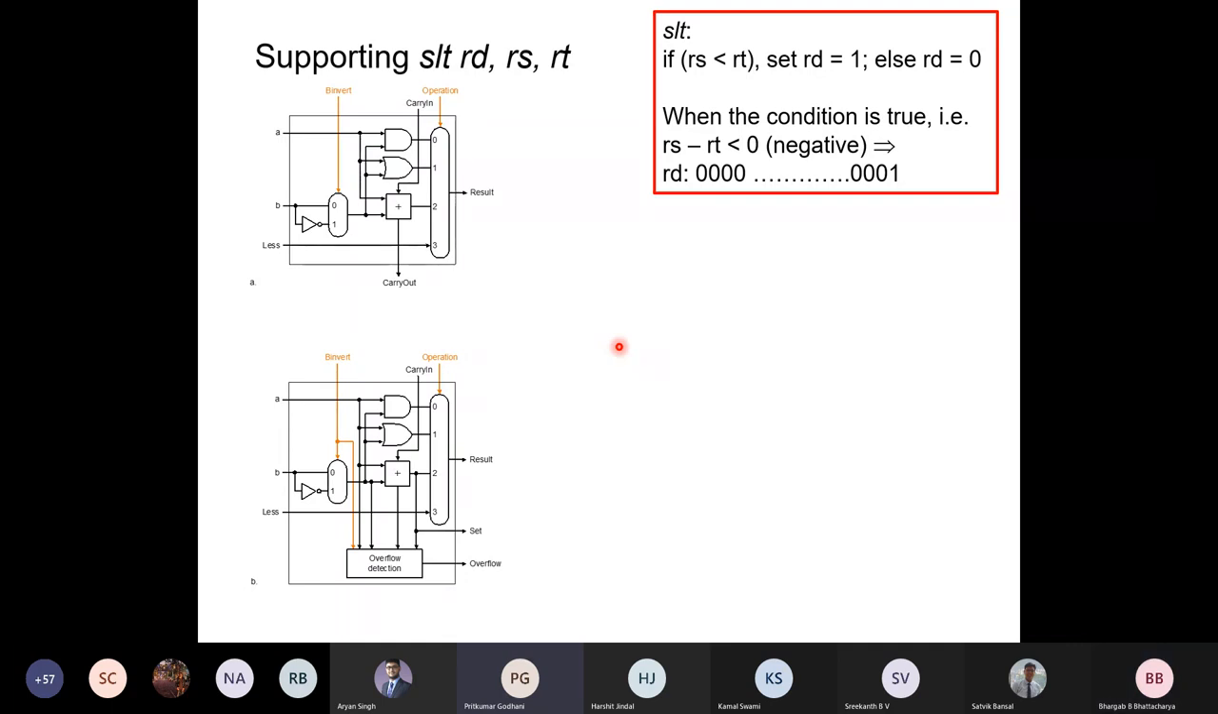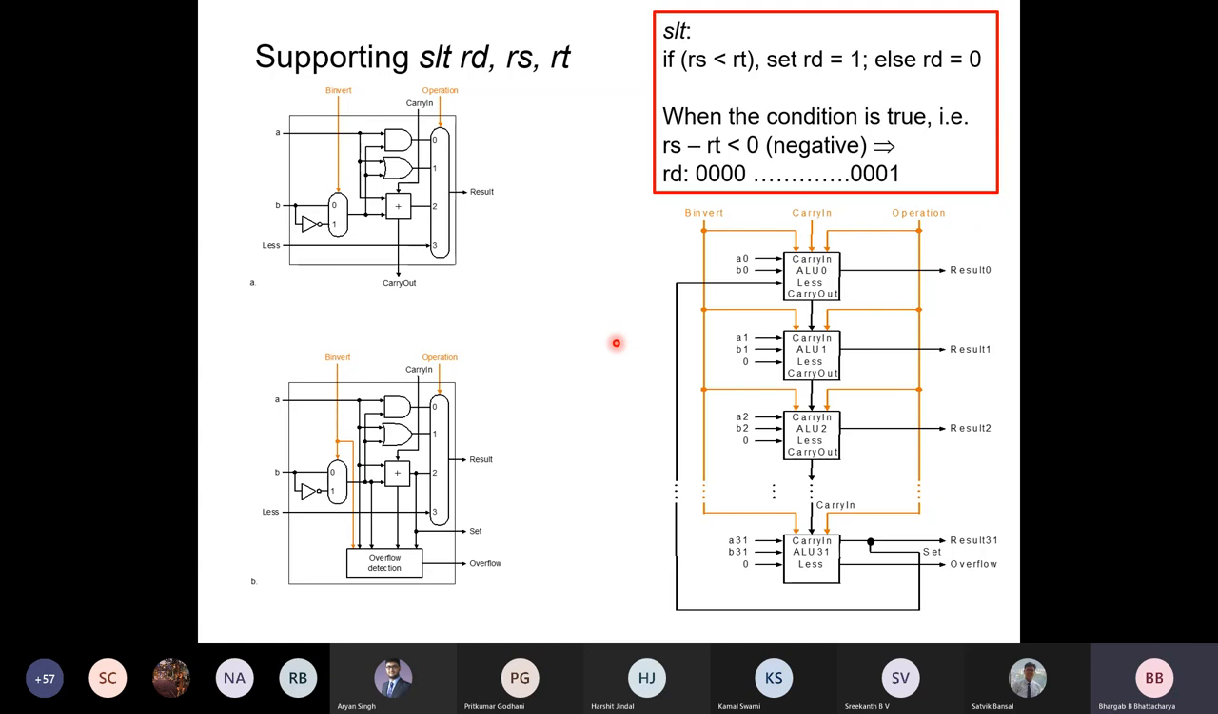So if it is negative, then the 32nd bit will be 1. So that will be set to the first position. Otherwise, it will be 0. So all 0. So RD will be 0. Okay, that's it. And so keeping this in view, my hardware would be very simple.